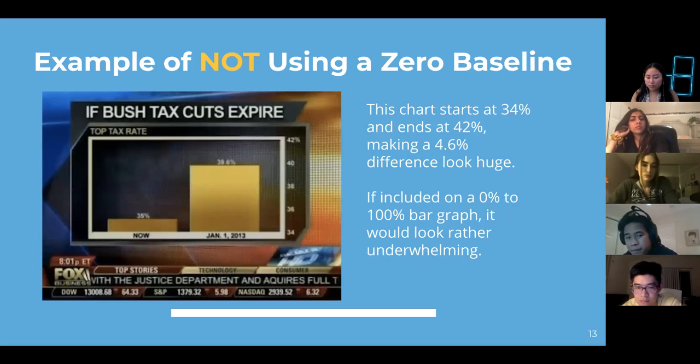If you look at the numbers themselves, it's not much of a huge rise, but it looks like a huge difference. But really, it's only a 4.6% difference between now and then 2013. And the reason it looks like such a huge increase is because if you look on the axis, on the baseline, it starts at 34% and it ends at 42%. If this graph had its axis go from 0 to 100%, it'd be a very minuscule difference and not support the message they're trying to tell at all.